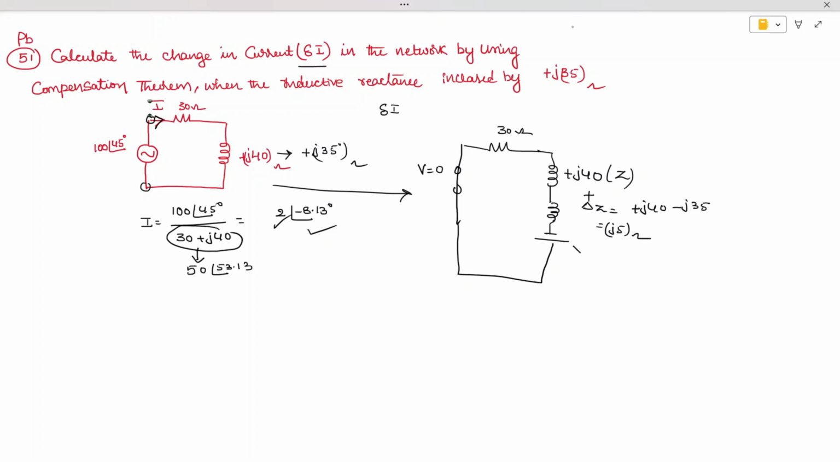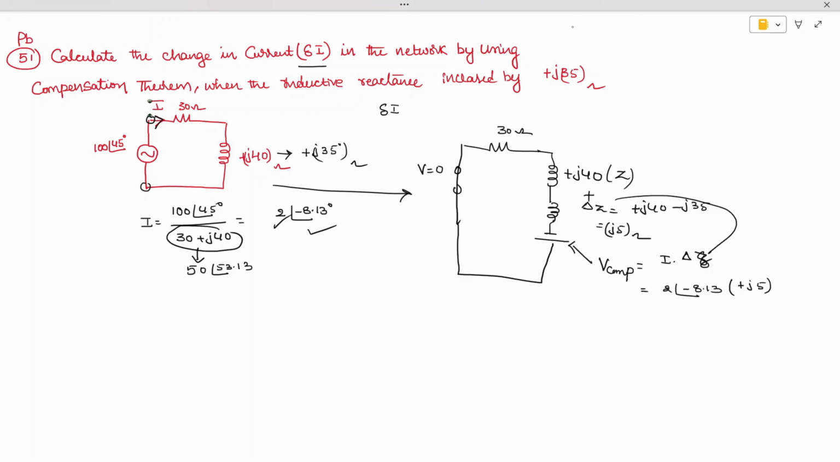So this is J5 ohms delta Z, and introduce a voltage with the polarities shown here, and this voltage you are going to call the compensating voltage. The magnitude of the compensating voltage is the original current multiplied by delta Z. The original current is 2 at an angle of minus 8.13 and delta Z is plus J5. Just multiply these values, then you can get the compensating voltage.